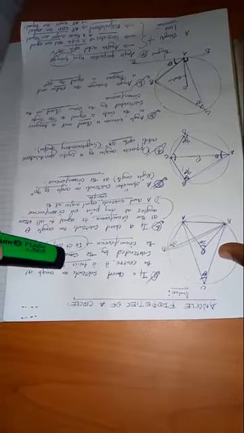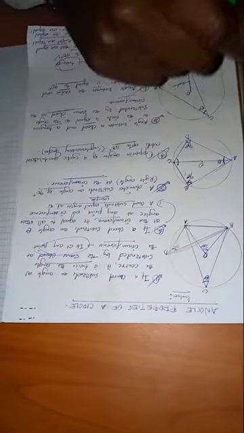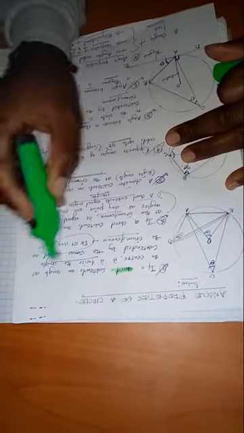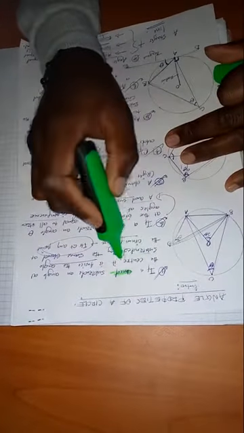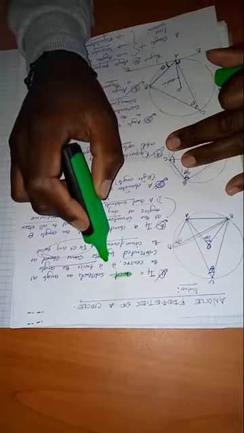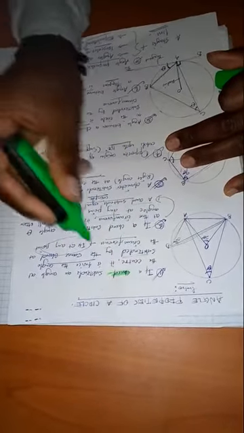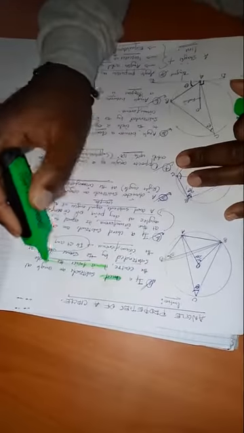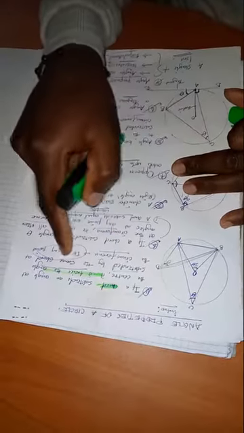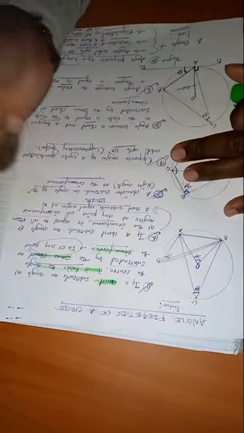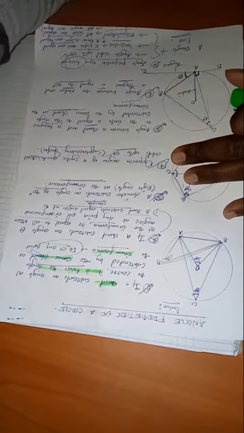The first property that you need to know is that if a chord subtends an angle at the center, it is twice the angle subtended by the same chord at the circumference. The angle at the center is twice the angle subtended by the same chord at any point in the circumference.